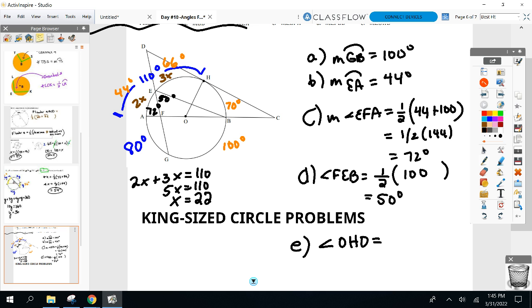Inscribed. Now, there might be some controversy here because some of you may say yes because you see H is on the circle. But remember, inscribed angle, what do the two sides always have to be? Chords. I got a radius and a tangent. That's not going to work. Okay, so this is not inscribed because the two sides are not chords.